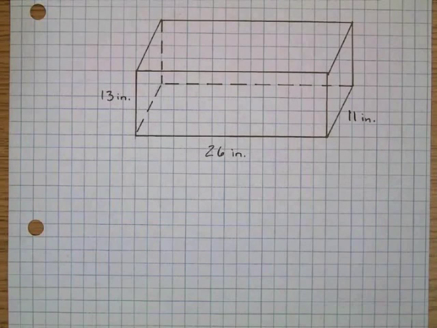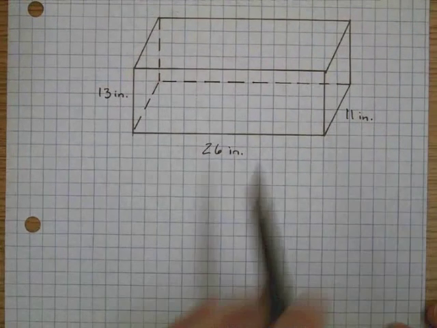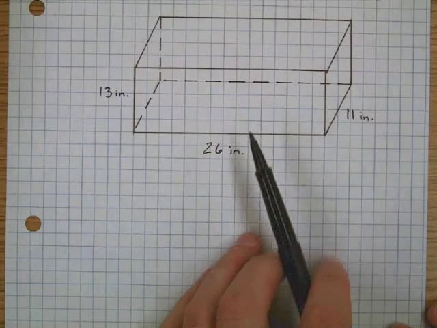Lesson 10-7. Our objective is to learn to find the volumes of rectangular prisms and triangular prisms. And volume is the amount of space that an object takes up, and we usually measure that in cubic units.